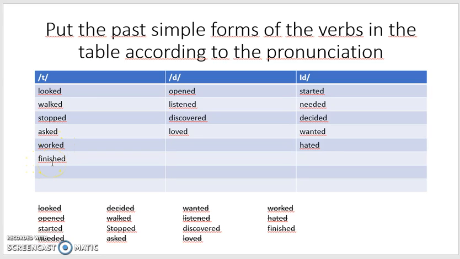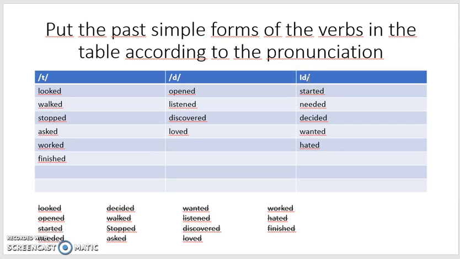Finish, finished. And now in the second column with the d sound, base form, open, opened in the past. Listen, listened. Discover, discovered. Love, loved. And the third column, the id column with the extra syllable.